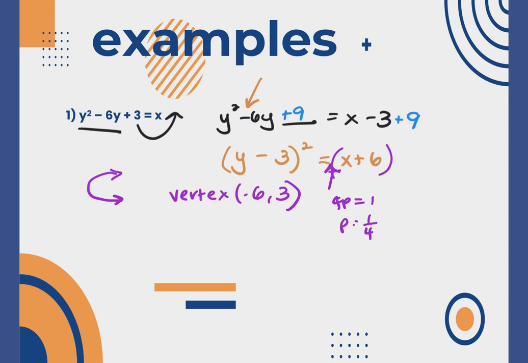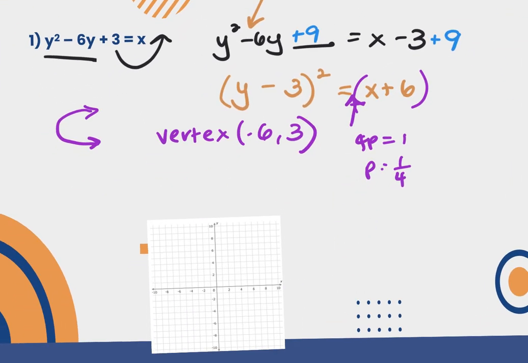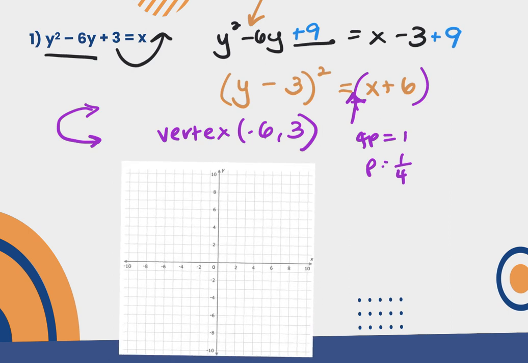So if I was to graph this, the P is the distance between the vertex and the directrix, and the vertex and the focus. So when I plot the vertex, which is negative 6, 3, I'm going to point my parabola to the right, and I know that because it's a y-squared with a positive 4p.